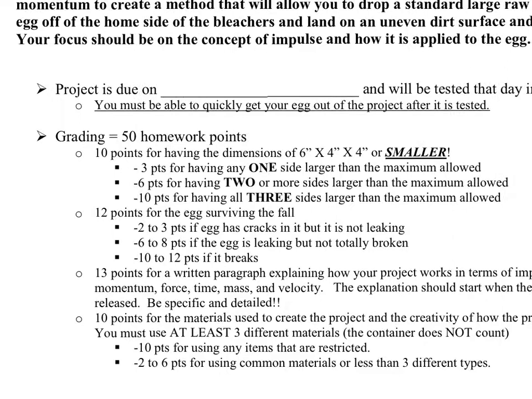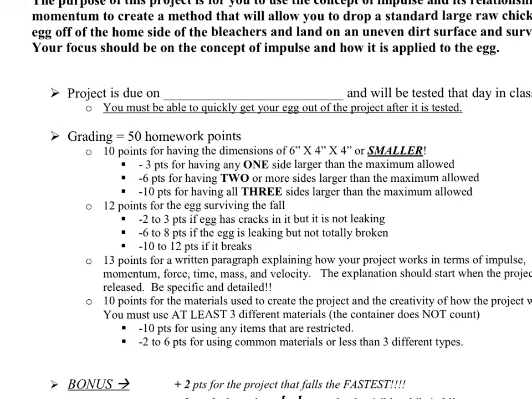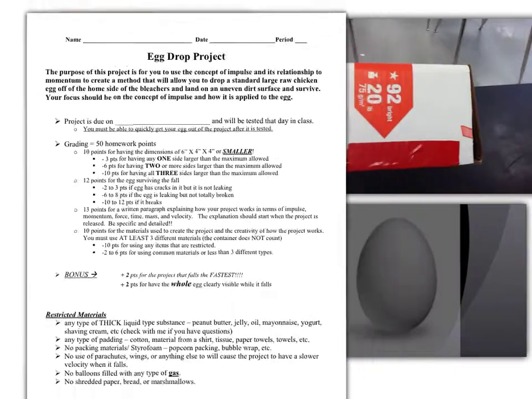Okay, so just focusing on the dimensions. 10 points for having the dimensions of 6 inches by 4 inches by 4 inches or smaller. That's just the maximum size. That includes every single part of the project. Even if it's one stick sticking out the side, that counts as part of those dimensions. And you can see that 3 points for having one side larger than the maximum, you lose 3, right? Lose 6 for having 2 sides, and minus 10 for having all 3 sides bigger than they're supposed to be.